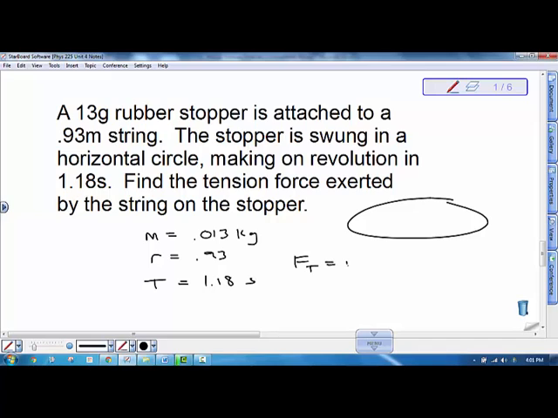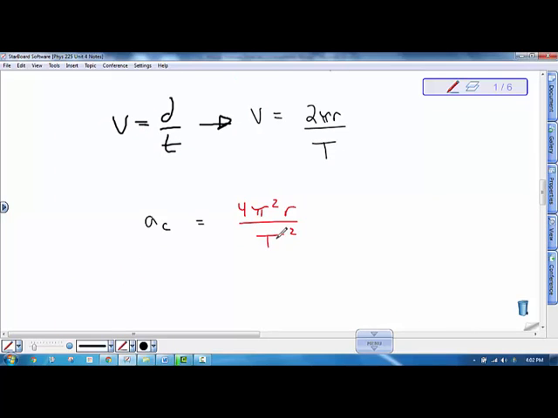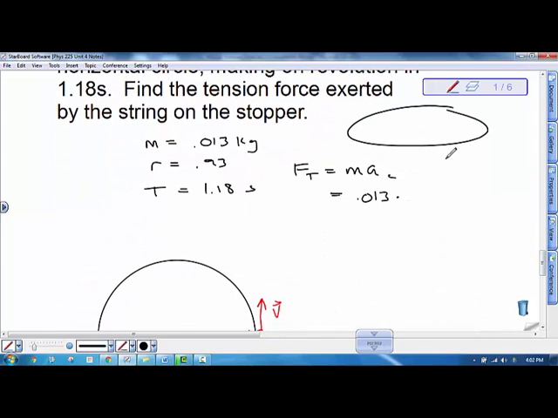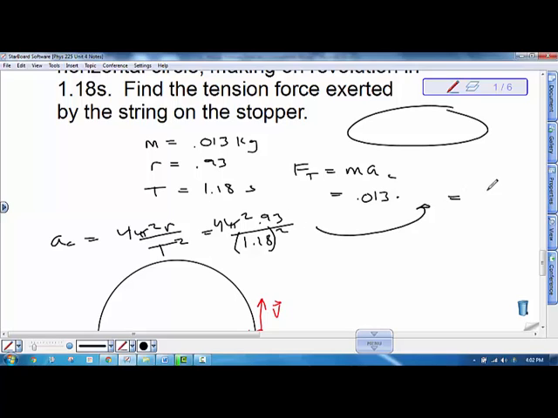Now, the force of tension is equal to mass times acceleration. In this case, we have a centripetal acceleration. So the mass is 0.013. For the centripetal acceleration, I'm going to use the formula up above, 4 pi squared r over T squared, so I'll do this separately. The centripetal acceleration equals 4 pi squared r over T squared, and that's 4 pi squared times 0.93, over 1.18 squared. Whatever I get for this value, I just need to plug in right there, and that will give me the tension force, which ends up being about 0.34. And the units on that are newtons for force, obviously.